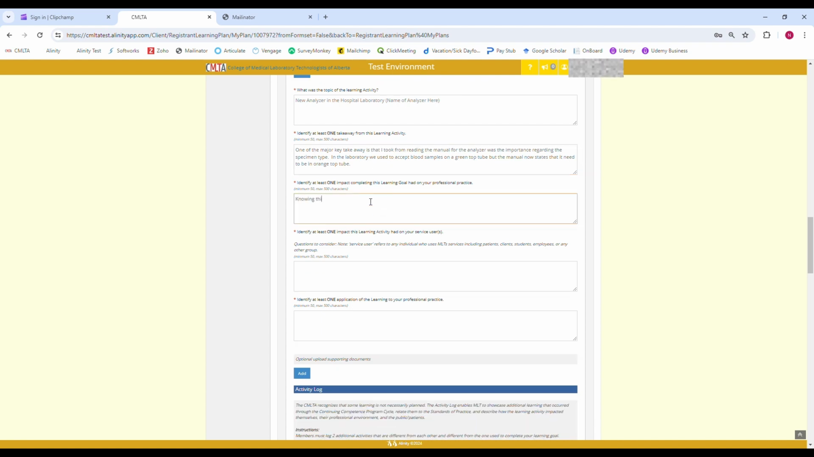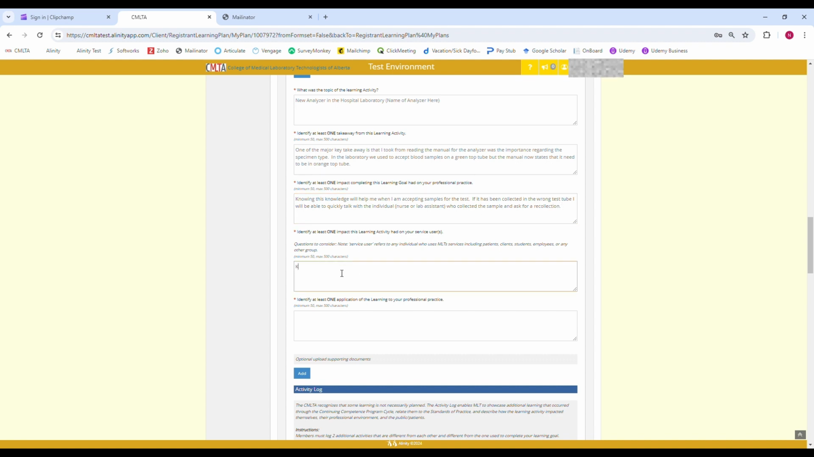The next question asks MLTs to identify at least one impact completing the learning goal had on their professional practice. For example, the member may write, "Knowing this knowledge will help me when I am accepting samples for the test. If it has been collected in the wrong tube, I will be able to quickly talk with the individual, nurse or lab assistant, who collected the sample and ask for a recollection."